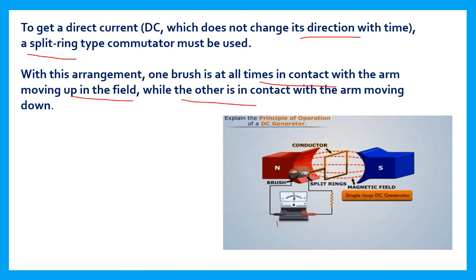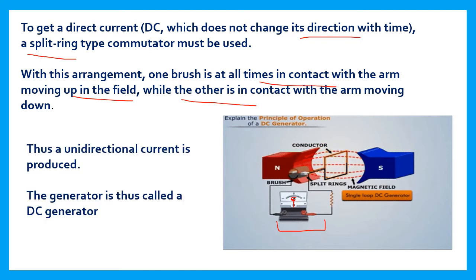And here in the galvanometer the deflection can also be seen. Sorry, it is connected. Yes, it is a galvanometer. Deflection can be seen only in one direction, right? So a unidirectional current is produced here, that is known as DC, and this type of generator is known as a DC generator.